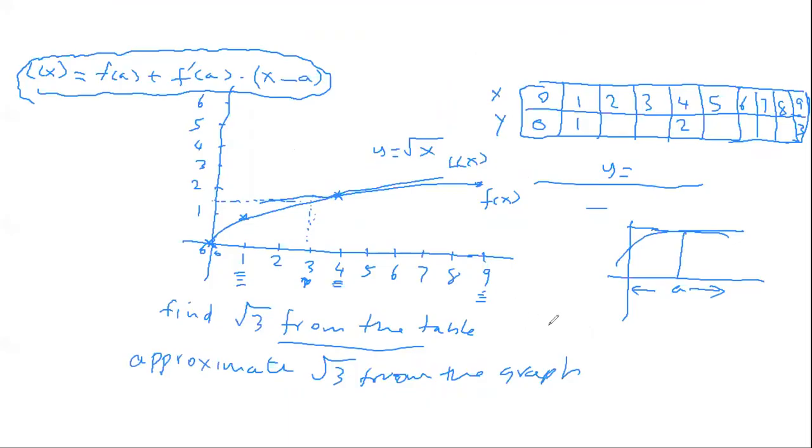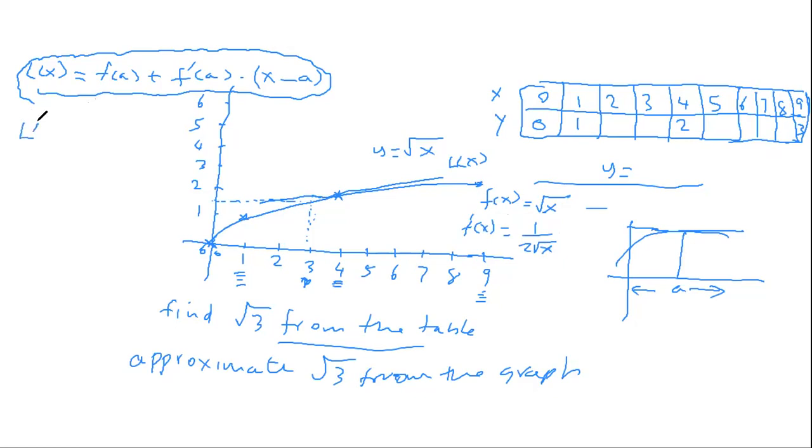Okay, now we're right here. So we said the equation is L of x equals f of a plus f prime of a times x minus a, correct? What is f of a here? f of x is the square root of x, right? Okay, so what is f prime of x? 1 over 2 square root of x, right?